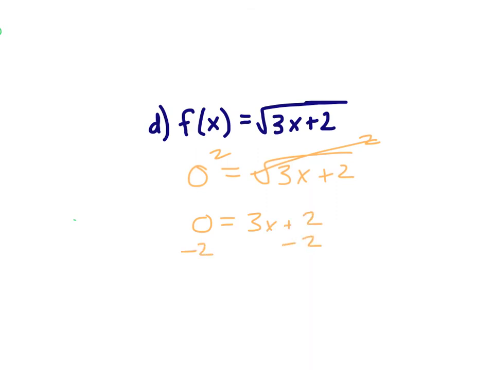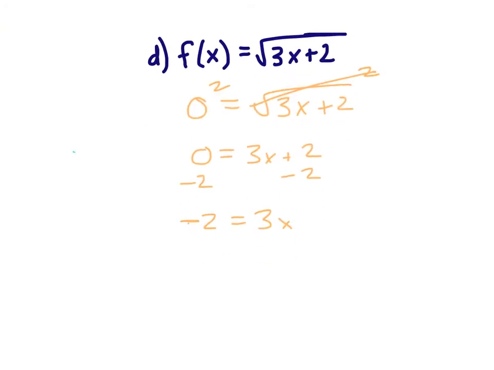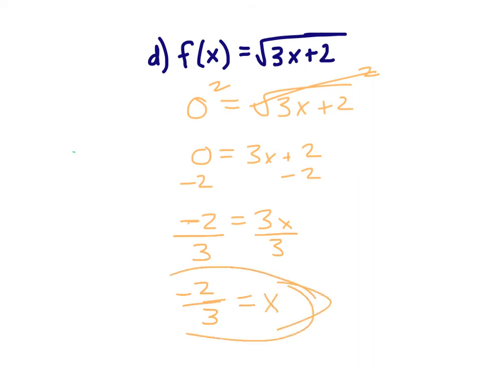Subtract 2 on both sides, so we have negative 2 is equal to 3x. To get that 3 to the other side, we're going to divide both sides by 3. So we have negative 2/3 is equal to x. So our 0 here is negative 2/3.